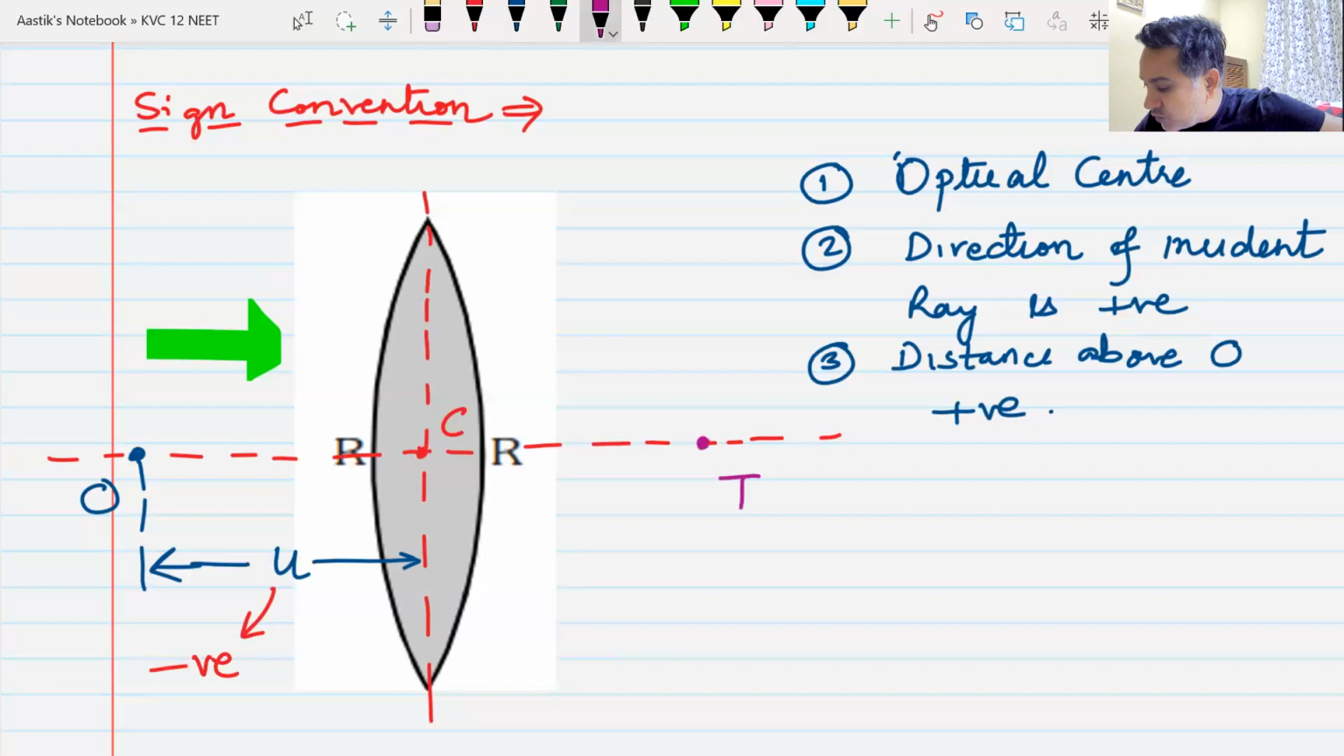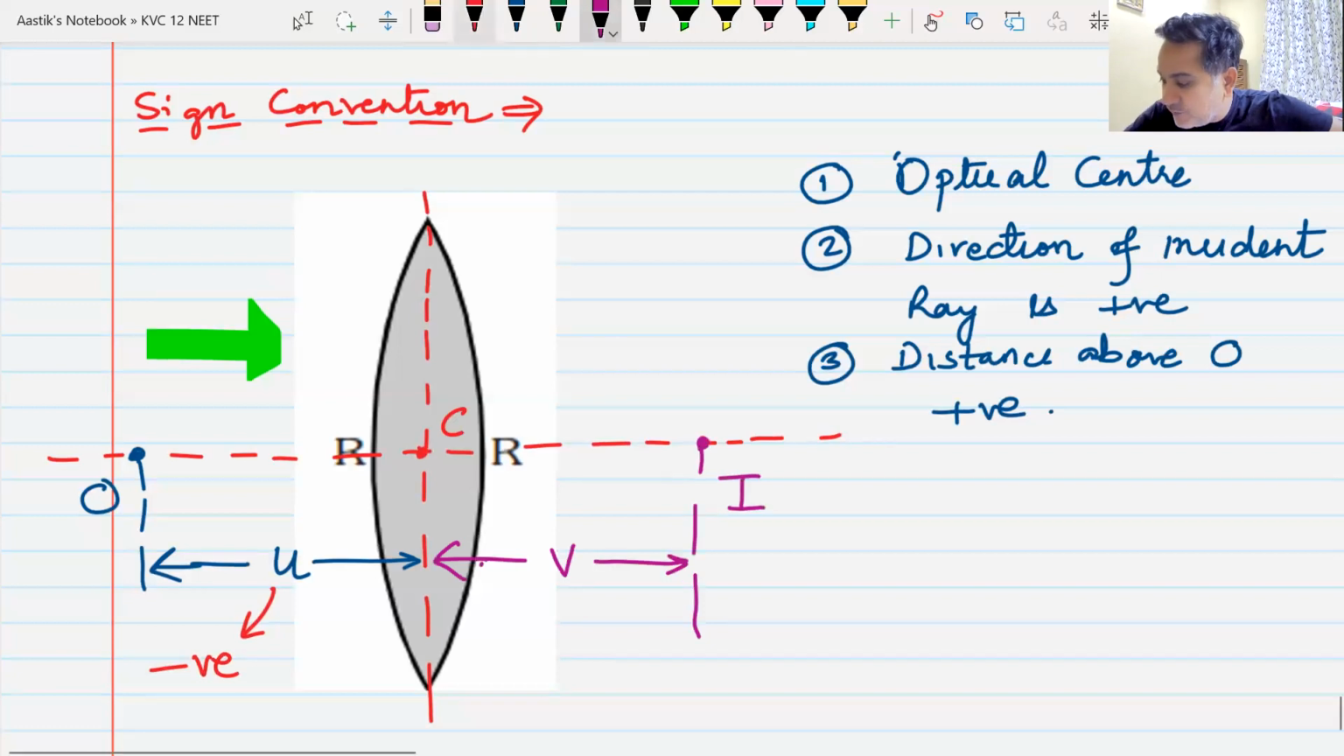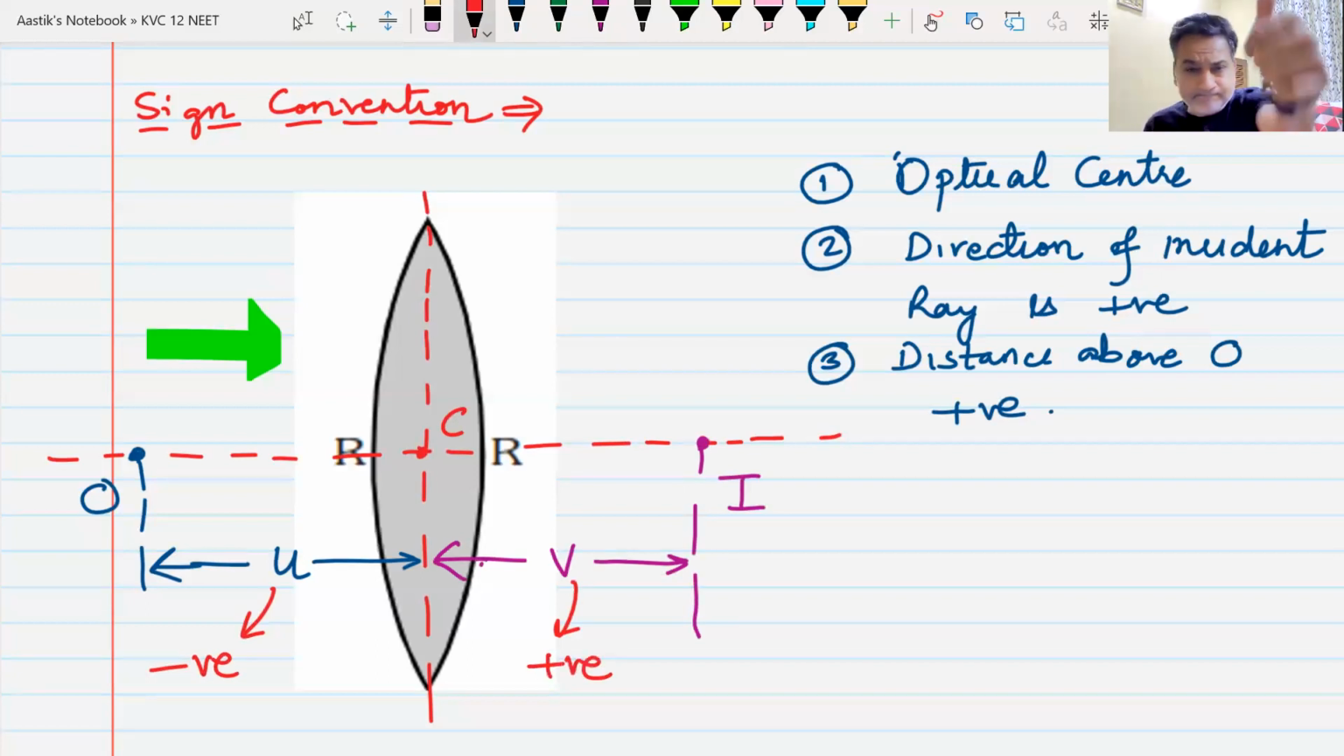If my image is formed here, the distance of the image from the optical center is known as v. Can you tell me what is the sign of v? Quickly, we don't have time. Positive. It is going to be positive. Yes or no? Yes, sir. What type of lens is this? Biconvex. What will be the focal length of this lens? Will it be positive or will it be negative?